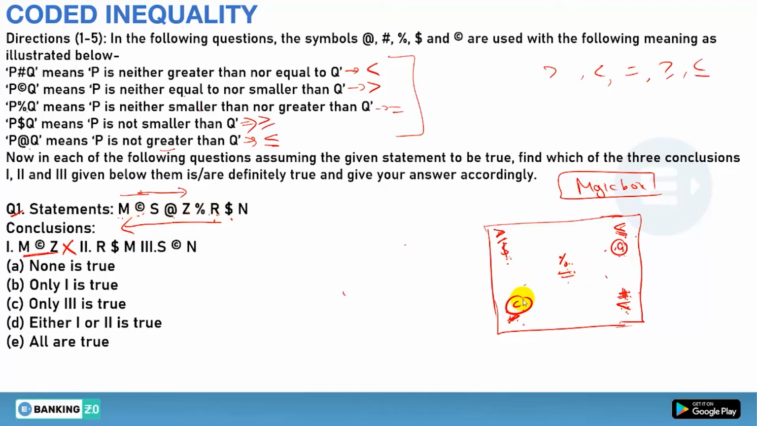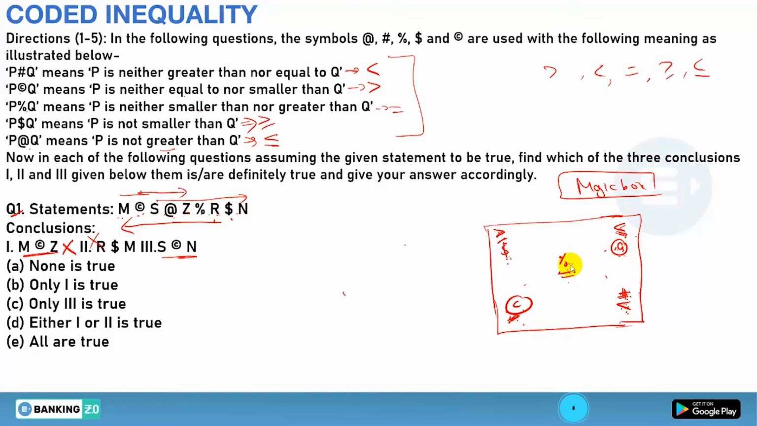So copyright and at the rate are diagonal, so you can't justify the relationship between R and M either, so this will be wrong. Now S to N. How can you go from S to N? S to Z, Z to R, and R to N. Yes or no? Done.